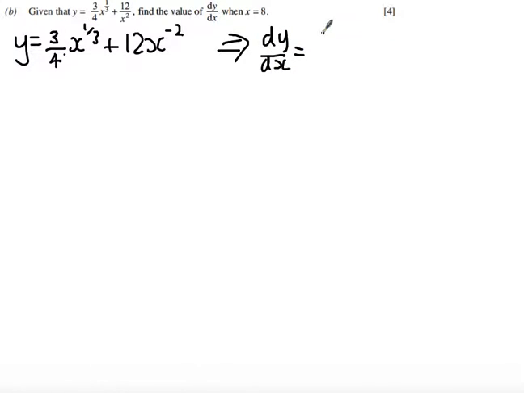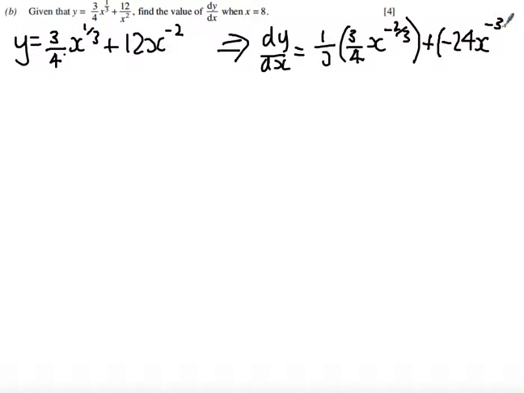I'm going to multiply by the power, so I'm going to get a third times 3/4 x. Decrease my power by 1, so I'm going to subtract the denominator from the numerator. 1 minus 3 is minus 2, so that goes to the power minus 2/3. And then I get plus minus 2 times 12, so I get minus 24x, and the power decreases to minus 3. Just be careful, don't decrease it to minus 1.